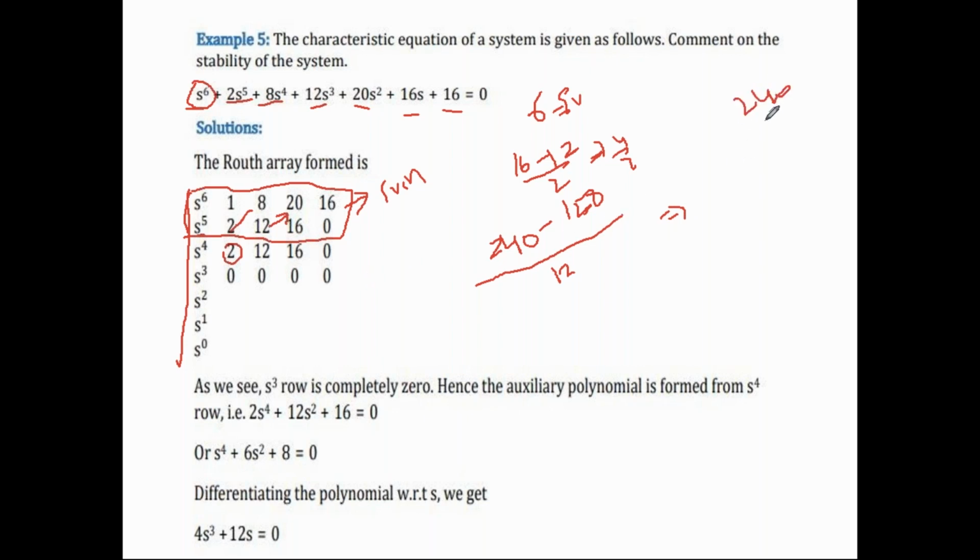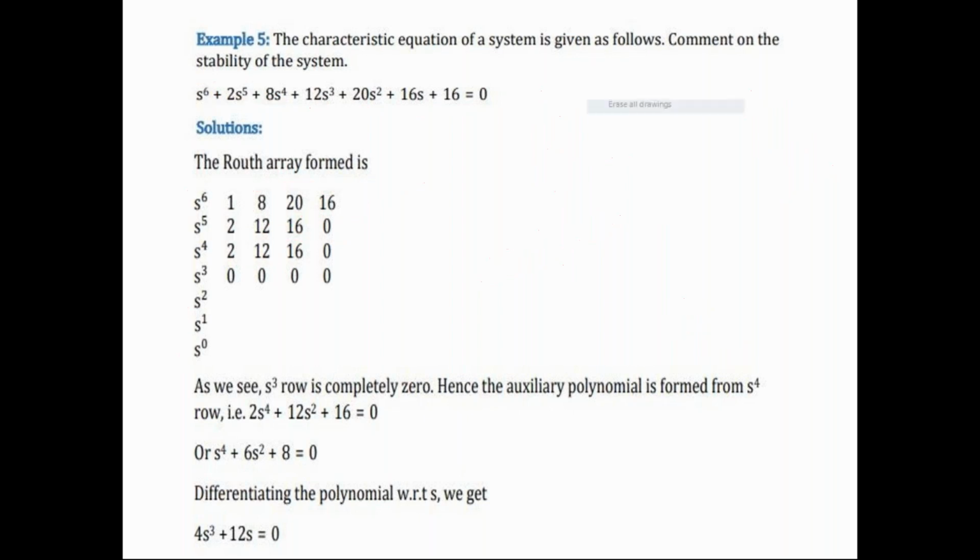240 minus 128, that is 112. So 112 by 12. So this is the way you can get this term. Next, 16 into 16 minus 0, divided by 16, you will get 16. Okay? So this is the fourth row you can obtain.